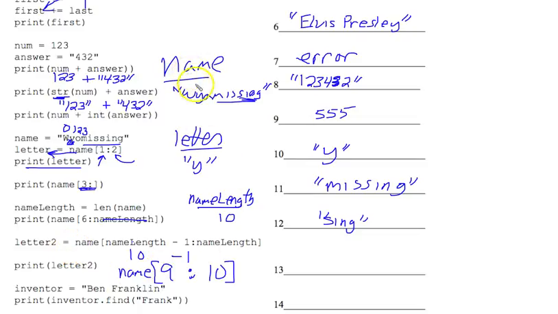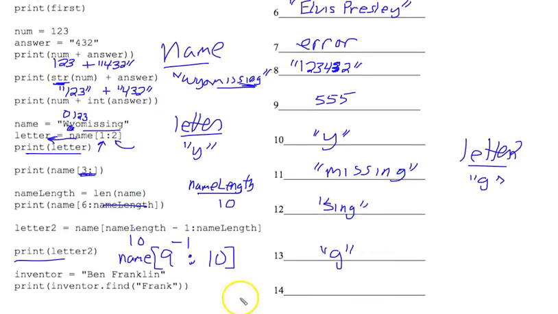Well, let's go back up to why I'm missing. Position 9. 0, 1, 2, 3, 4, 5, 6, 7, 8, 9. It's the G. So you start at G and you go up to, but not including 10, which takes you off the end. So really you've just gotten the letter G. The letter G is now stored in the variable letter 2. If you're keeping track of letter 2, it's just the single letter G, and therefore it prints, and that's your answer to number 13, the single letter G.